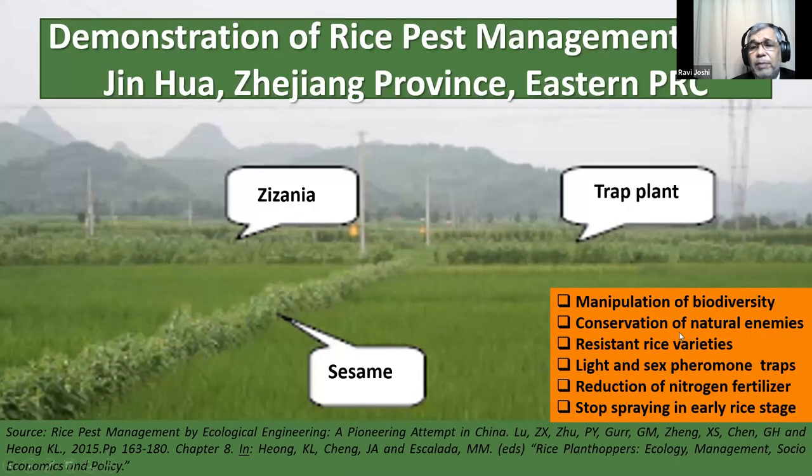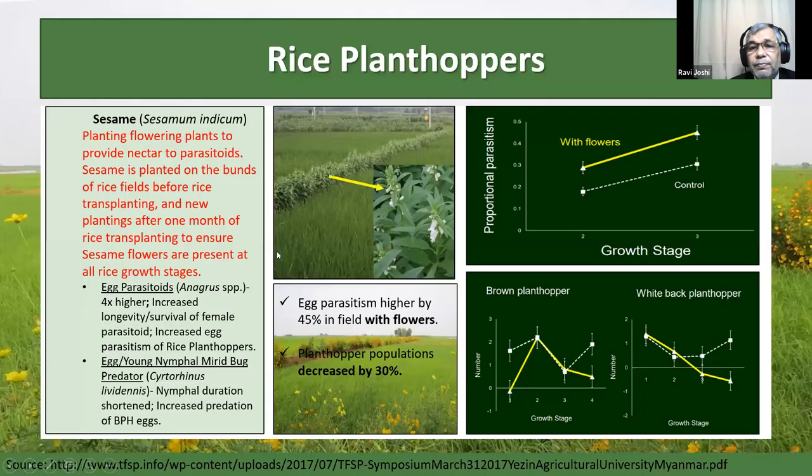So this is a typical example. I'm repeating again some of the ecological engineering demonstrations that were first done in China. You can see there was a trap crop on the side, and there was sesame along the bund, and then there is Zizania also on the other side. This is a typical example of rice planthopper, which I was showing you is a very serious problem. These are sesame plants grown on the side, planting flowering plants to provide nectar to parasitoids and predators.